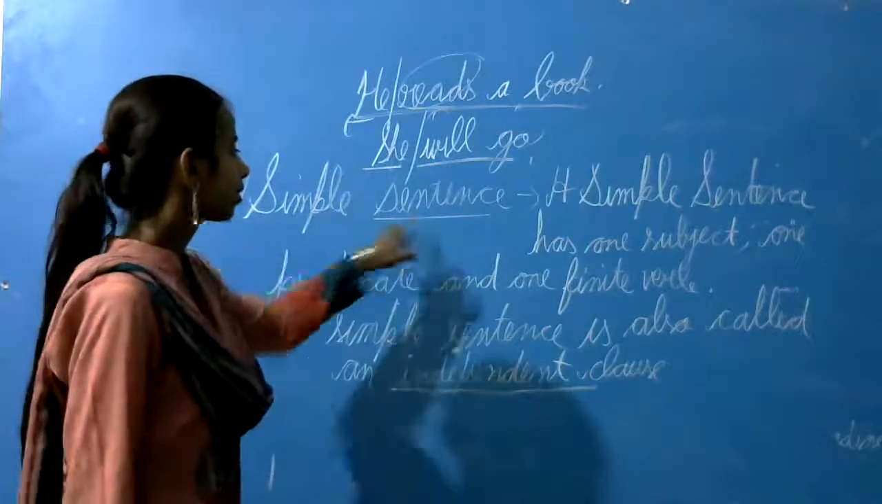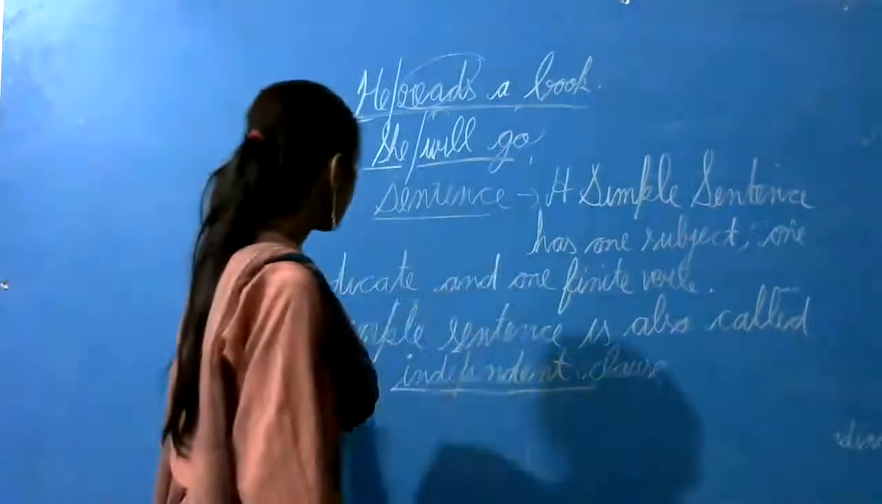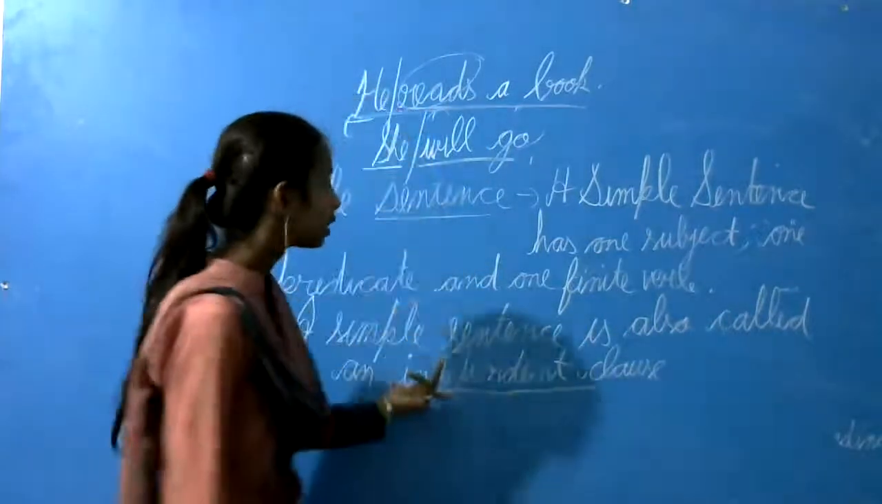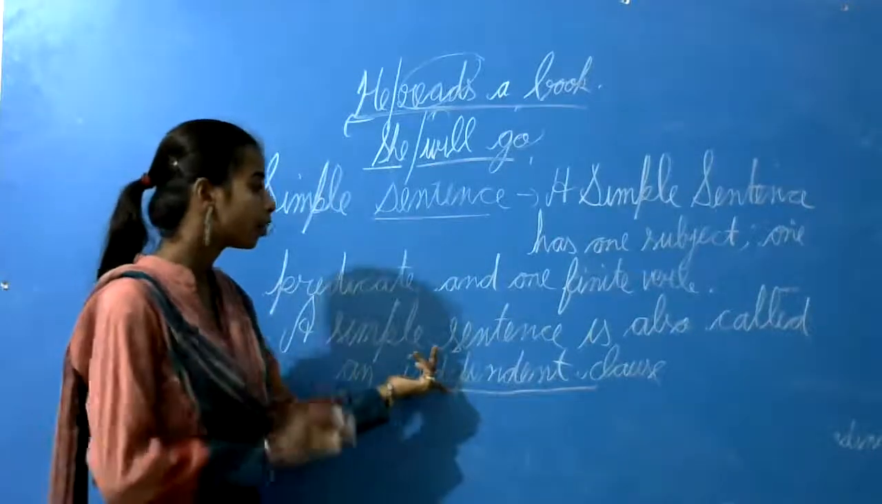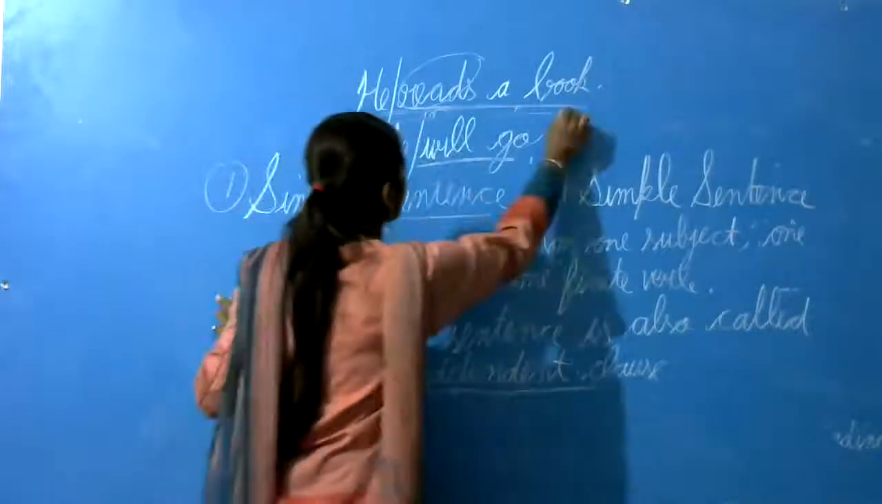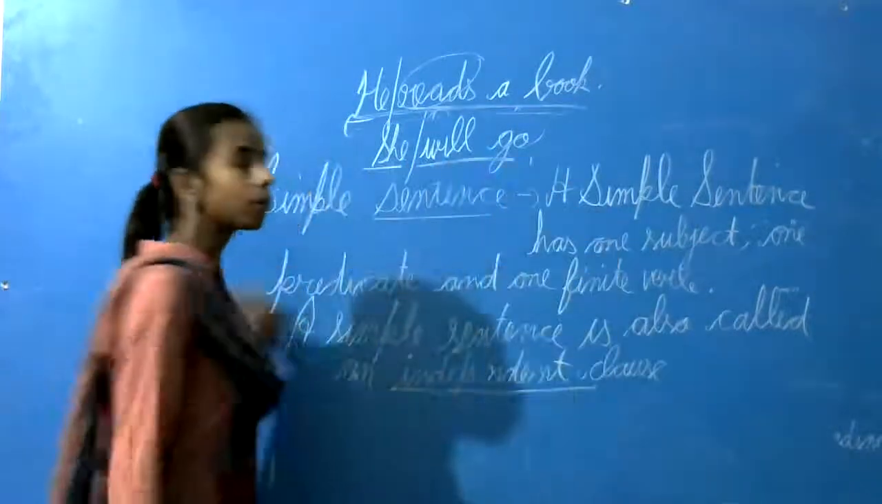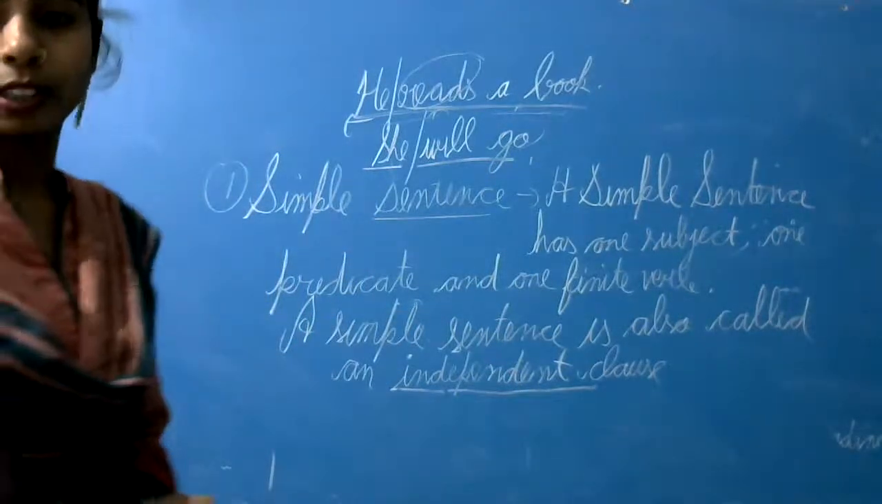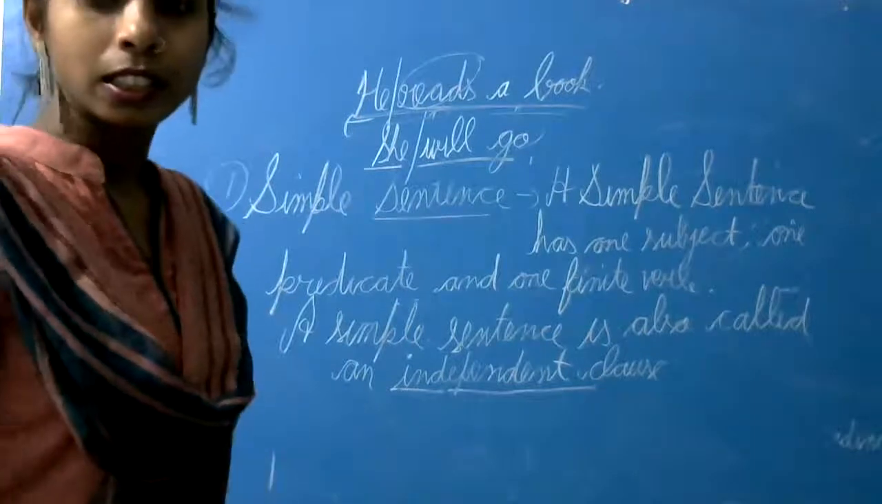A simple sentence has one subject, one predicate and one finite verb. A simple sentence is also called an independent clause. I just told you why it is independent. It is not dependent on any sentence. He reads a book. वो पुस्तक पढ़ता है, इसको किसी और सेंटेंस की जरूरत नहीं है. That's why it is also called independent or principal clause. Principal clause means main sentence. Okay, मुख्य उपवाक्य. Clear, Avnish Verma?